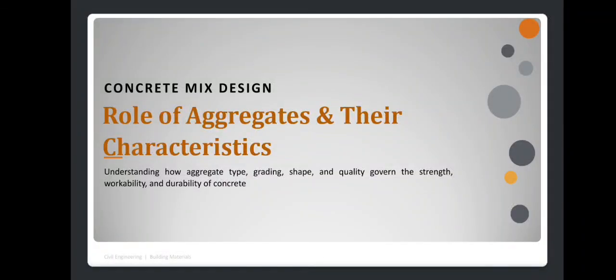Hello everyone. In this presentation, we are going to discuss the role of aggregates and their characteristics in concrete mix design. Although cement often receives most of the attention in concrete, aggregates actually occupy 60 to 80% of the total volume of the concrete. The quality and characteristics of aggregates have a major influence on the strength, workability, durability, and economy of the concrete.